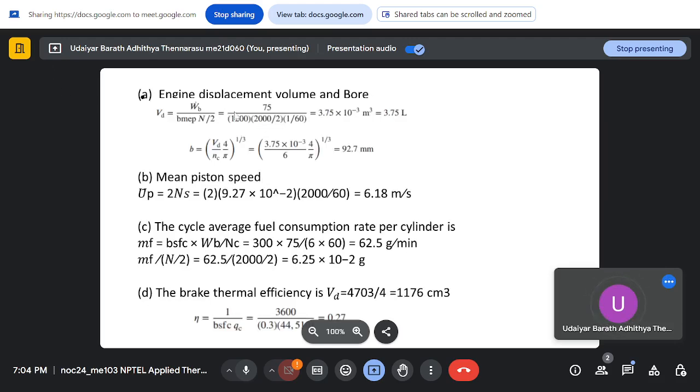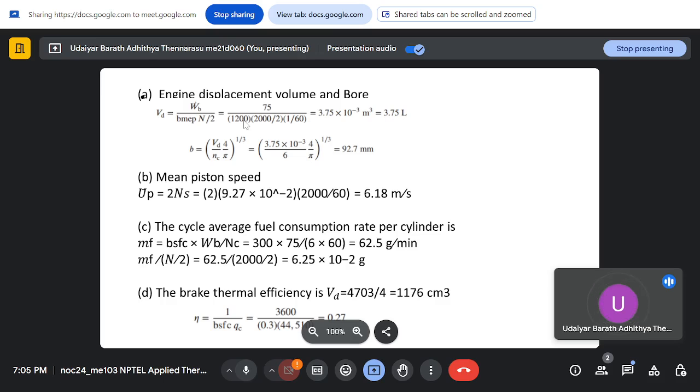So 1200 kilopascal into speed, which is 2000, so 2000 divided by 2 and divided by 60 to convert it into revolutions per second. So this comes out to be 3.75 into 10 power minus 3 meter cube, or 3.75 liters. So that is the displacement volume.